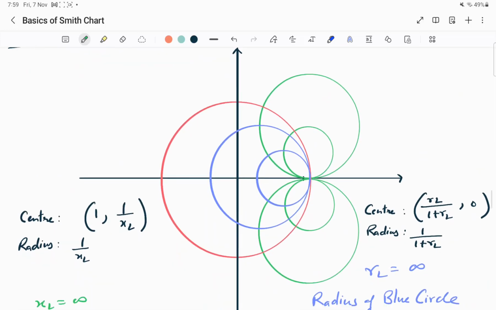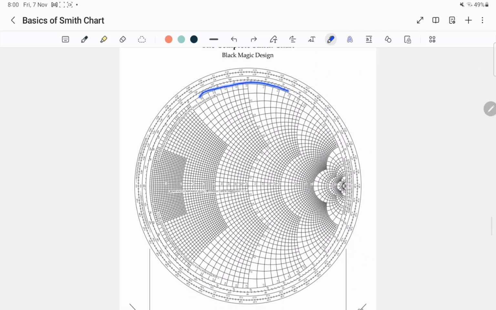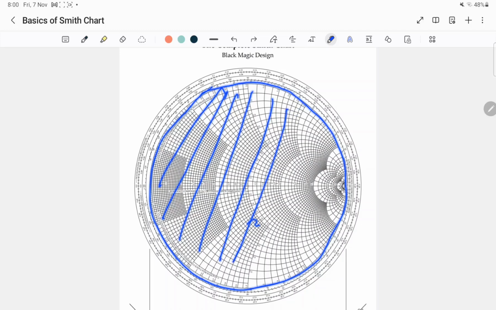Now I have drawn the resistance circle and reactance circle together in a coordinate system. Now in this figure, this red circle is the Smith chart. That means all the circles will be contained inside this red circle only. So basically this red circle is nothing but this entire Smith chart. So if you see this biggest circle, everything inside this biggest circle constitutes the Smith chart.